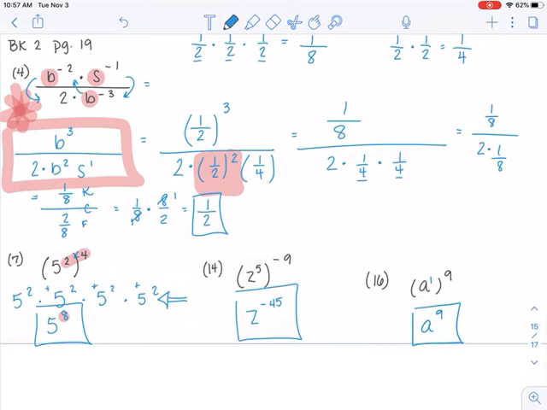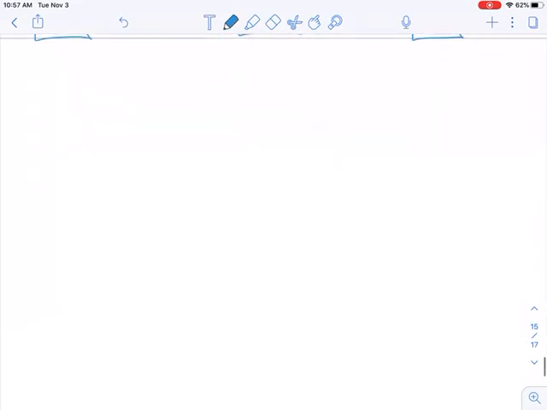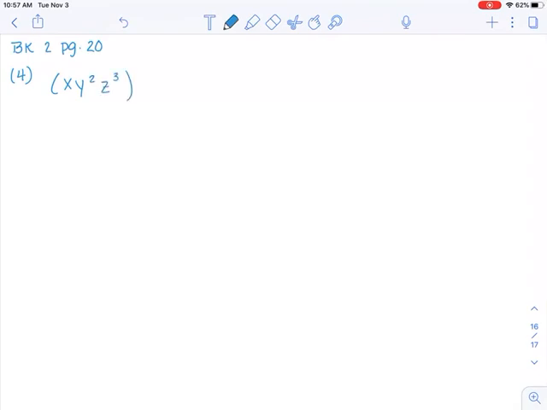All right, now let's look on page 20. I didn't set this one up at all, so let me go ahead and start here. This is book 2, page 20. Looking at number 4. They give you x y squared z cubed, all of this to the 4th power. So yes, we are going to multiply everything to the 4th, by 4, our exponents wise.